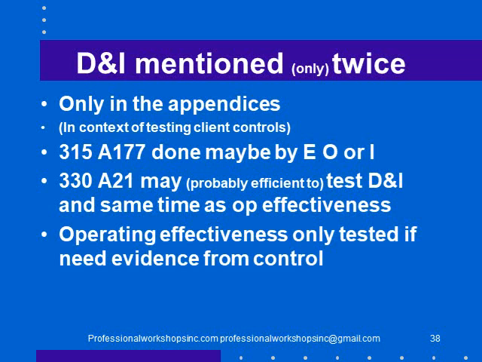So your systems walkthrough tests D&I and operating effectiveness at the same time, and you don't need to document separate D&I because that's implicit. And if somebody says, hey, you need to, you refer to section 338.21 and say, no, I don't need to. So operating effectiveness is only attested if you need evidence from control. And if you don't need evidence from control, you probably need to do very little on D&I. Think about it.